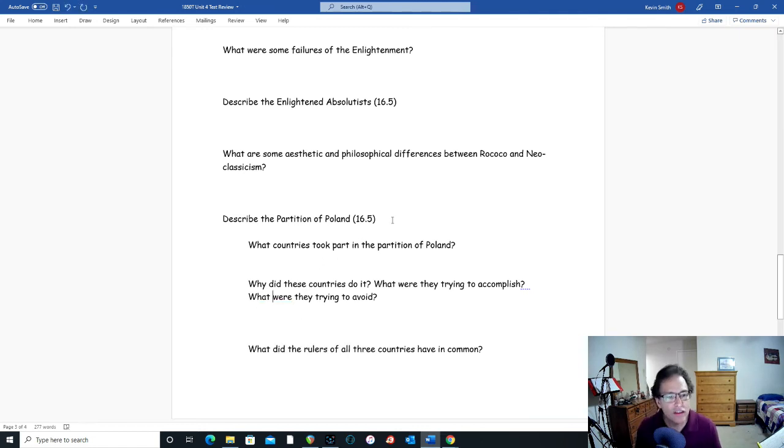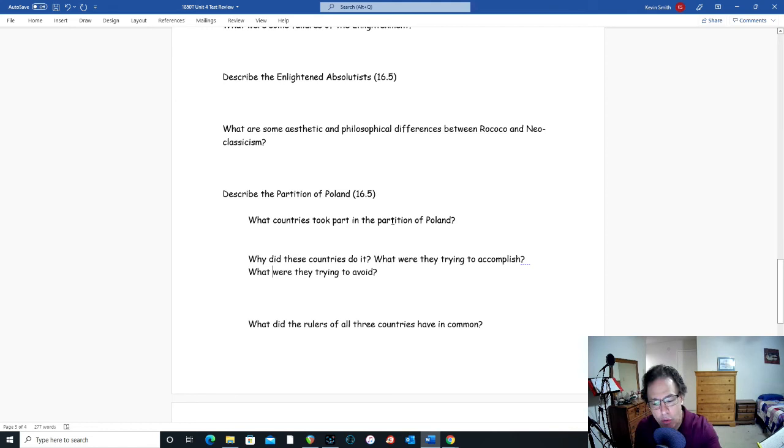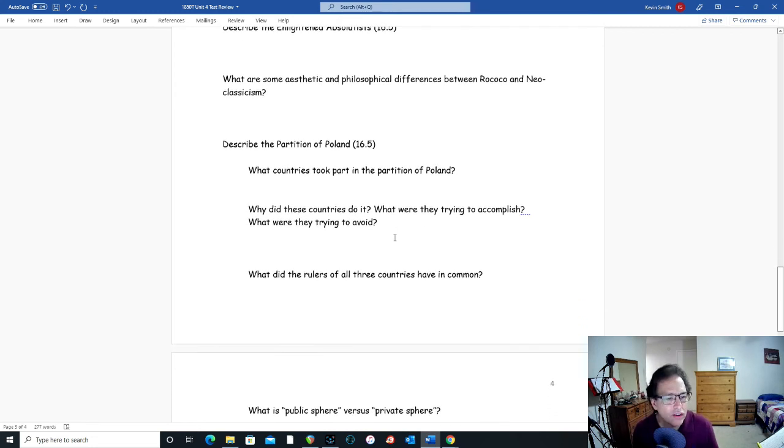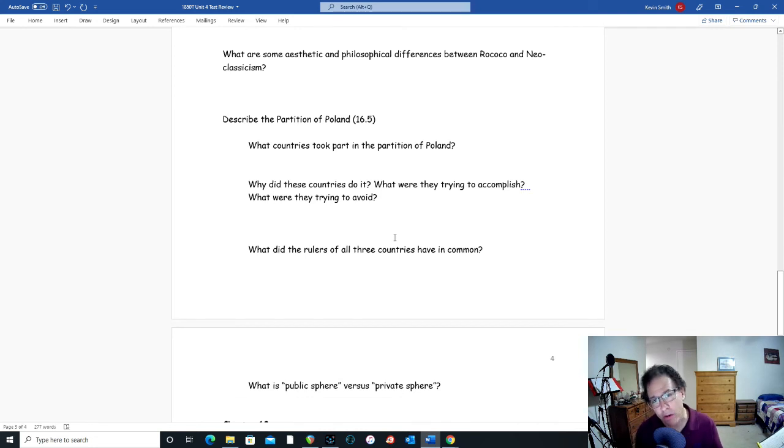And so, describe the partition of Poland. What countries took part in the partition of Poland? And of course, you have Austria, Russia, and Prussia. Three powerful absolute monarchies, and they carved up Poland into oblivion amongst themselves over a period of about 23 years in three distinct phases. So why did these countries do it? What were they trying to accomplish? And perhaps more importantly, what were they trying to avoid?